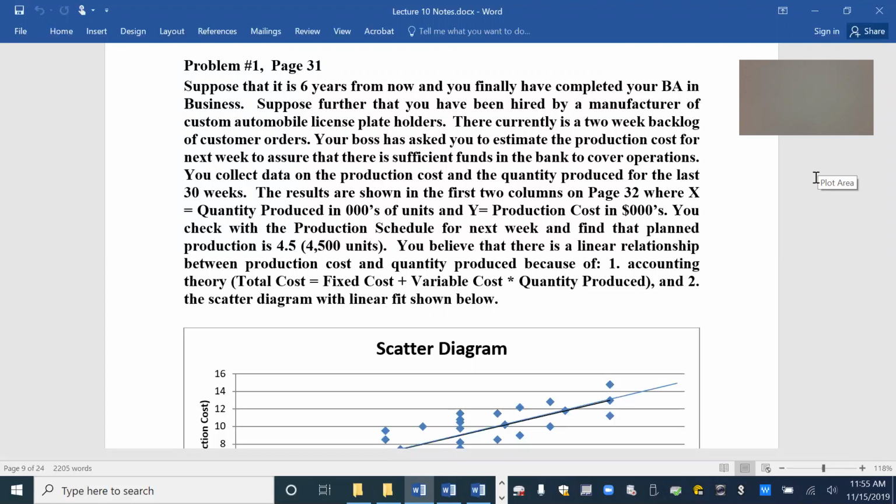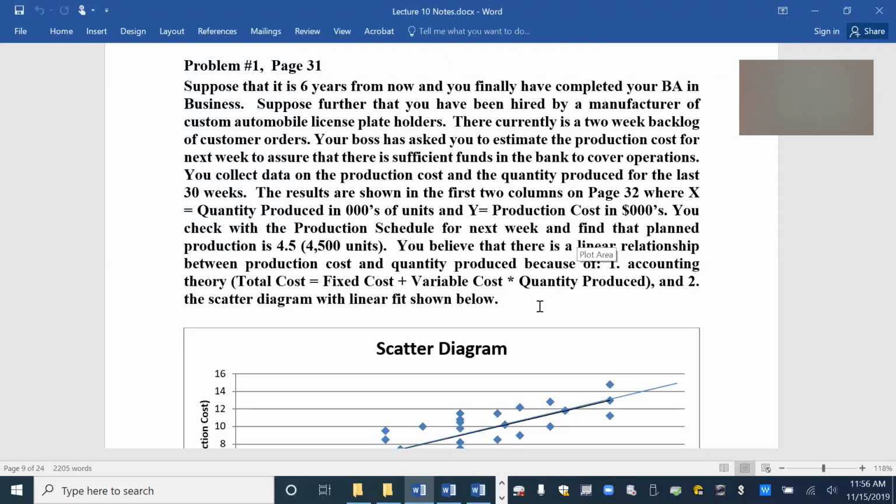You know, those vanity things that you get to go on your vanity plate. There are currently 2 weeks backlog of customer orders. The boss asked you to estimate the production cost next week to assure we have sufficient funds available to cover our operations. You immediately say, oh yeah, I remember something like that in statistics. You go back and get your notes and you collect a sample of the production costs for the last 30 weeks.